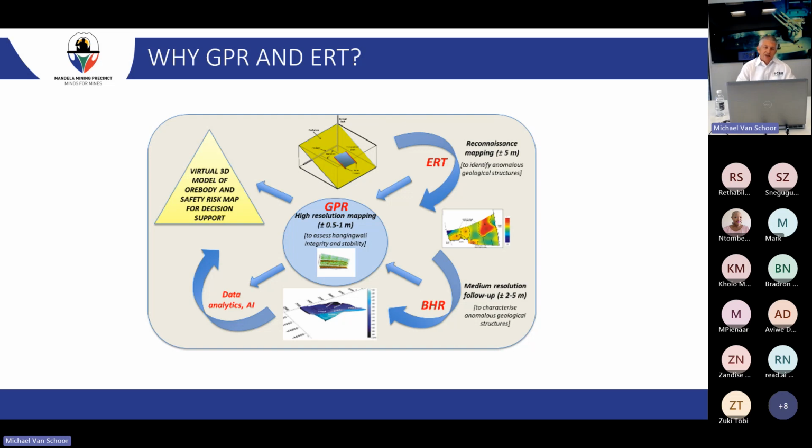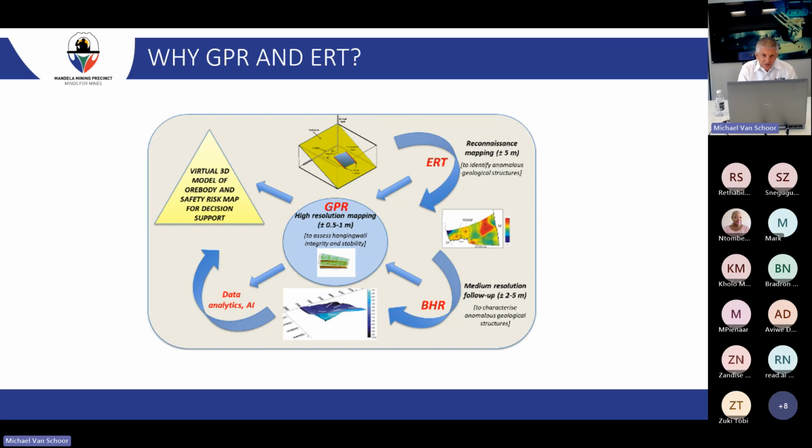But this little schematic just summarizes how we envisage the mines of the future to actually exploit these technologies. If you could look at your typical mining environment, your to-be mined blocks, and you could do some sort of reconnaissance mapping using a technology like ERT, by reconnaissance I mean a technology that maybe gives you a resolution of a few meters, plus minus 5 meters, that could then help you to identify disruptive or hazardous structures ahead of mining, the gross features, if you like.